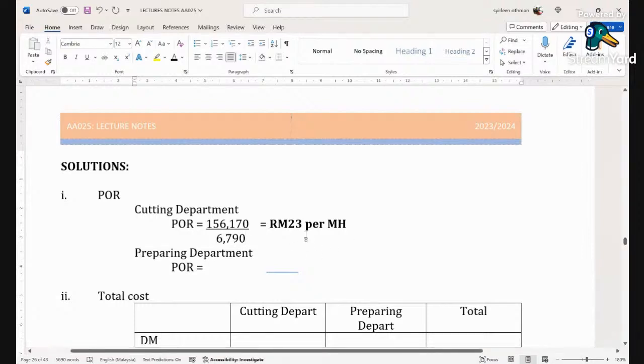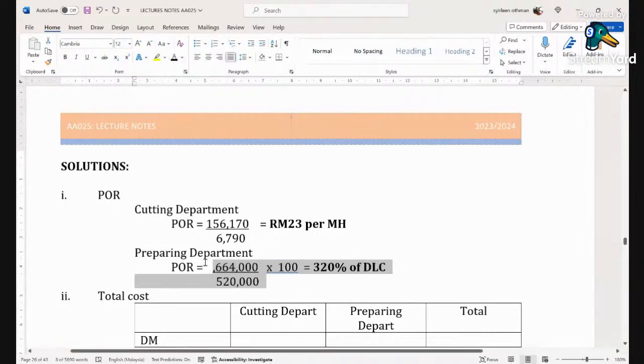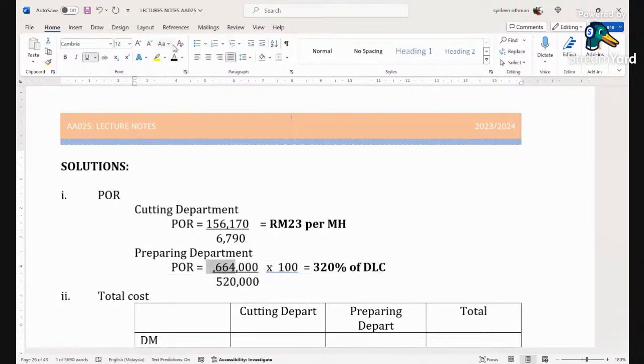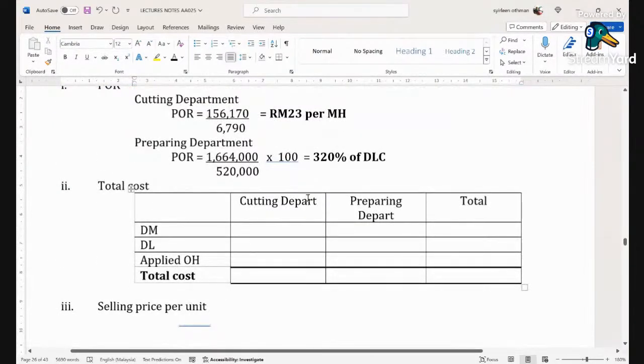Per machine hours. Okay, and then for preparing department, okay, the POR ialah, this is 1 million, right? 1,664,000 divided by 520. Okay, times 100%. Okay, so kita akan dapat 320% of direct labor cost. Okay, jadi kita nak kira lah.